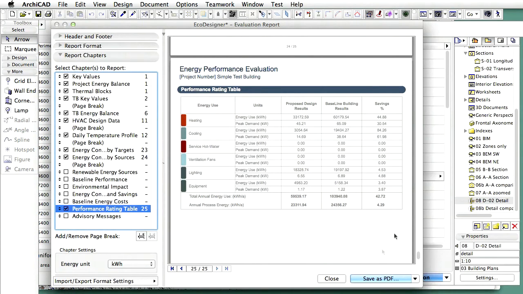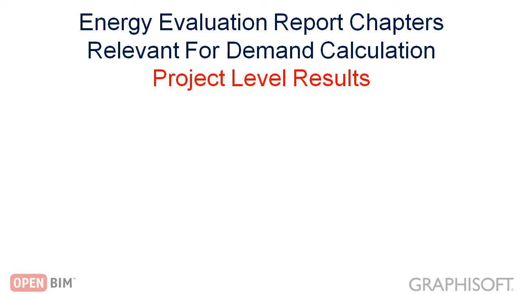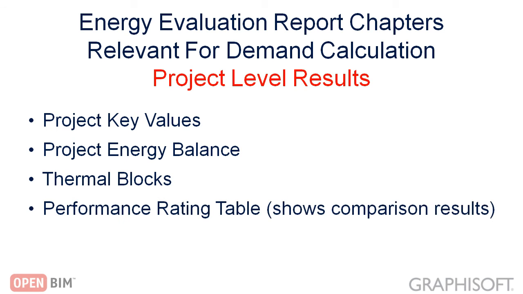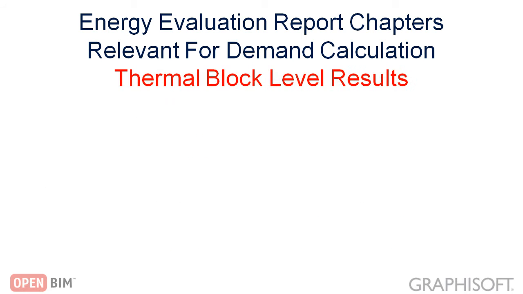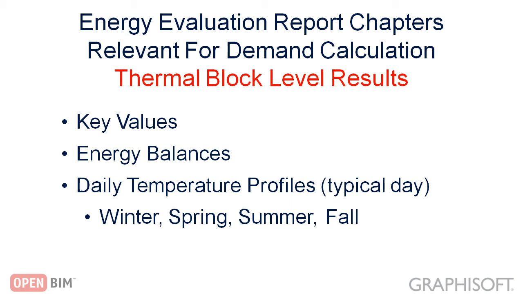Before proceeding to study the energy efficiency benefits of architectural optimization, let's recap the energy evaluation report document content in cases of demand calculation at the design development phase. These are the relevant project-level results: project key values, project energy balance, thermal blocks list, performance rating table, fuel consumption by targets and by sources tables. The following chapters contain the thermal block level results of the energy demand calculation: thermal block key values, thermal block energy balances, daily temperature profiles for the most important days of the reference year, HVAC design data.